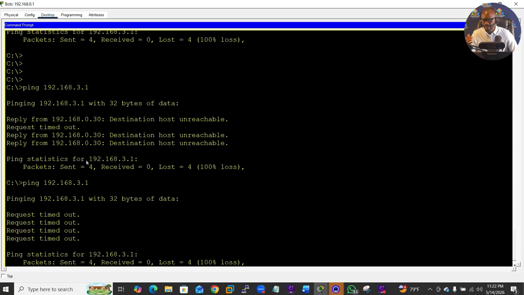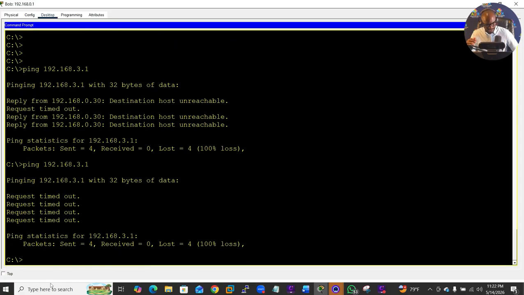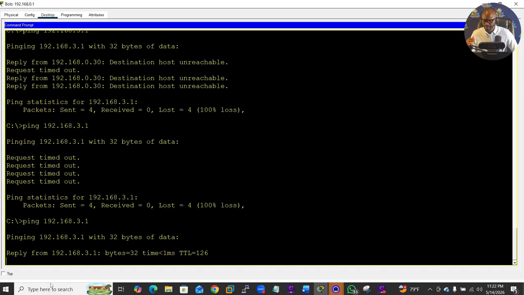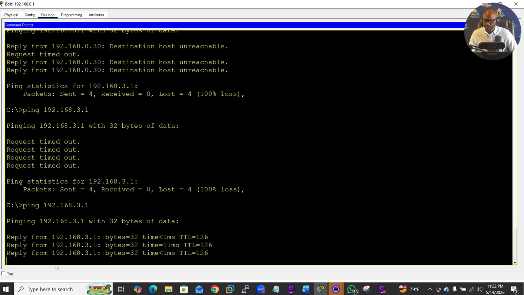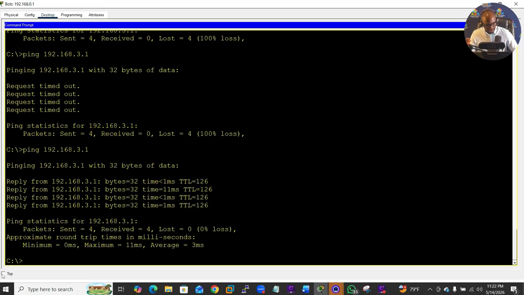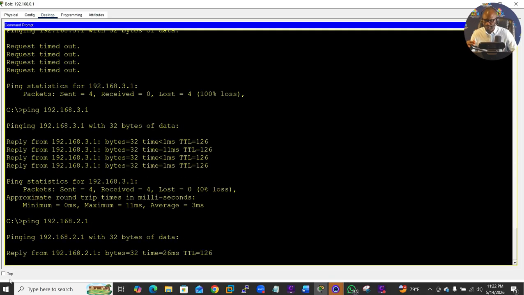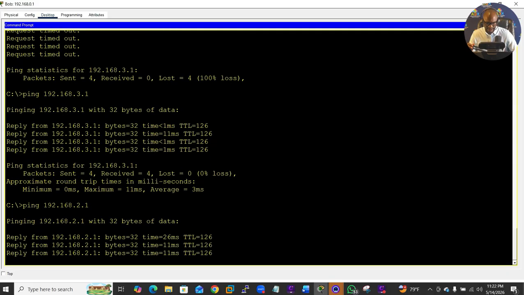Now, once we do this, that's it, we have configured the 2 buildings and enabled them to communicate. So now from Bob, we are able to ping Lily's PC, which is 192.168.1.x. We can also ping Sarah's PC, which is on 2.1. And both should be successful.